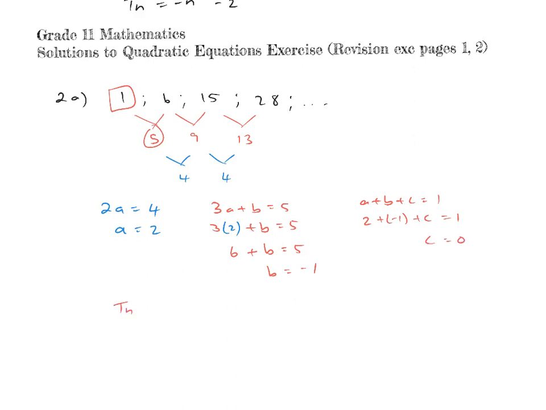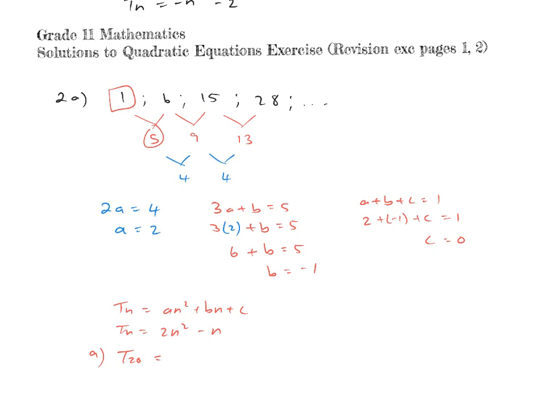So therefore tn is equal to an squared plus bn plus c. So tn is equal to 2n squared minus 1n. Alright, then they ask you to work out, for question A, the value of the 20th term. That's of course the reason why we want the general term of a sequence, to be able to know the value of a specific term, or if I give you a value, I want to know which term is equal to that specific value.